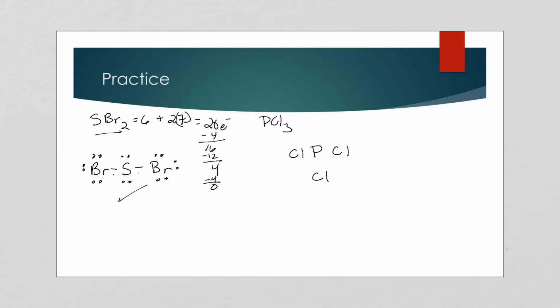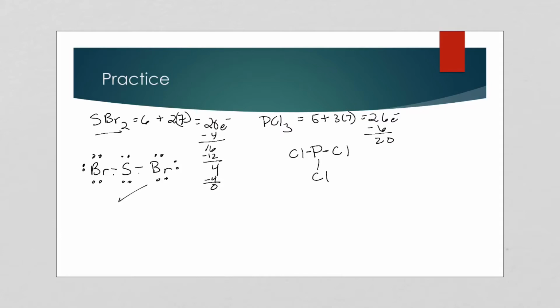We're going to add up our electrons. So phosphorus, being in group 5, has 5 electrons. Each of the chlorines, being group 7, has 7. So I'm going to put 5 plus 3 times 7. So we have 5 plus 21, 26 electrons. Okay, so I'm going to start by putting single covalent bonds here. So to make 3 bonds, that's going to cost me 6 electrons. So I have 20 left.